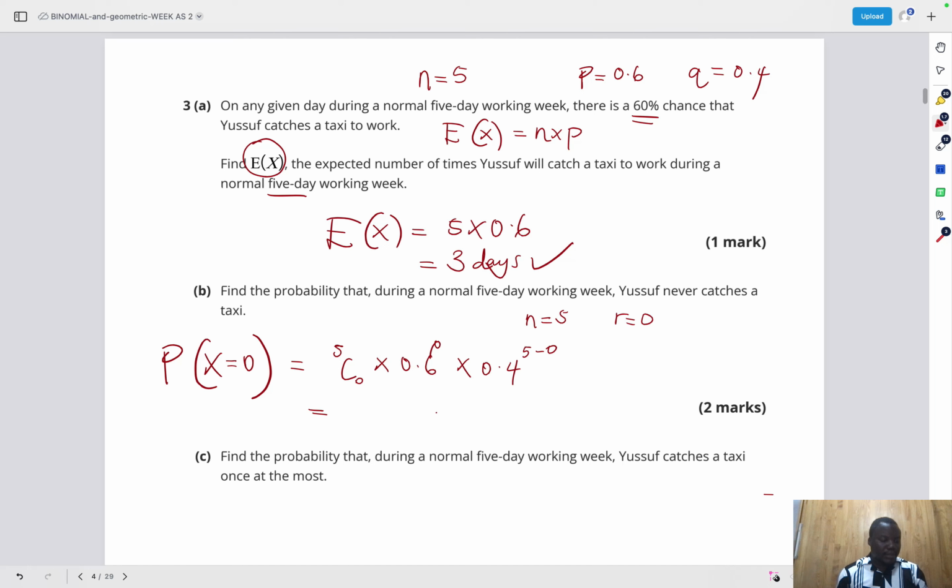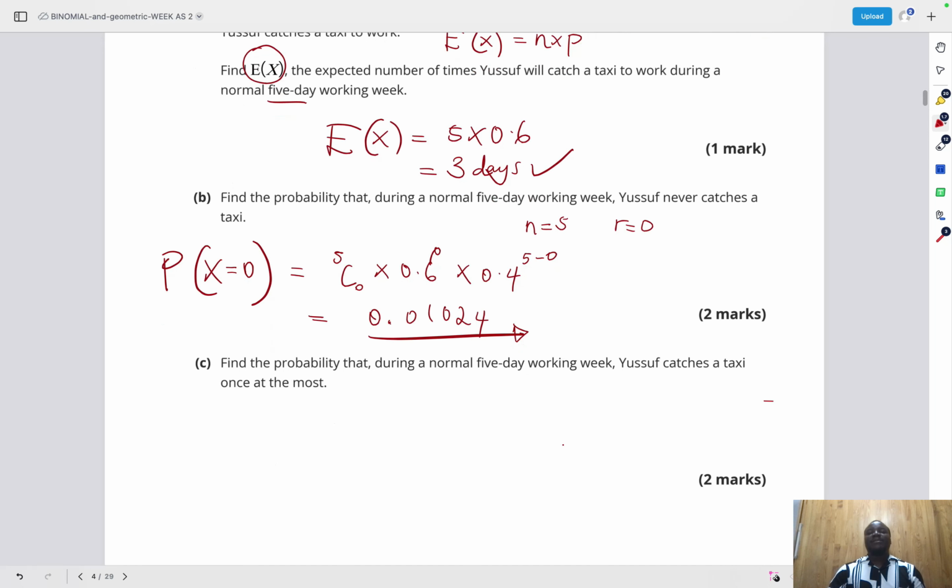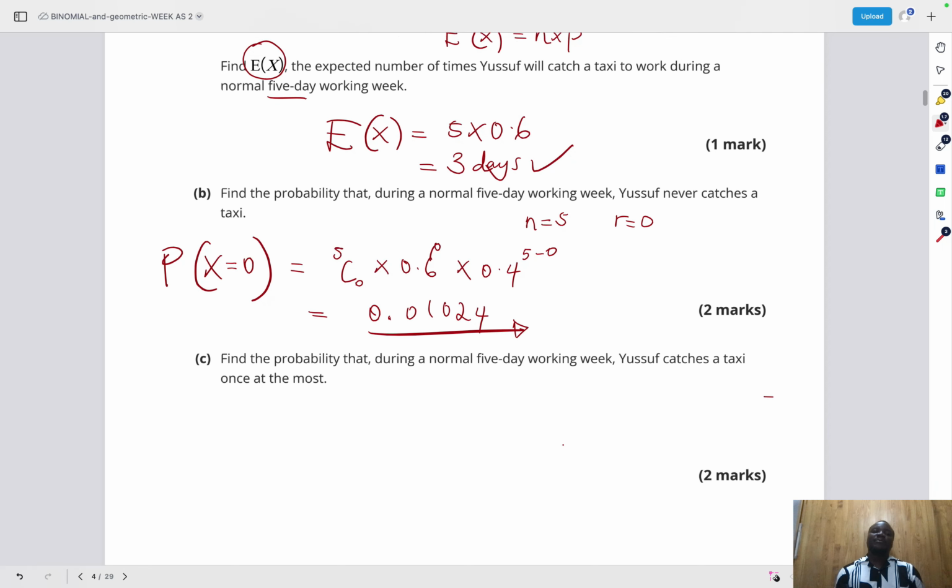If we do our math here, we just put on our calculator 5, shift, choose 0, times 0.6 to the power of 0, times 0.4 to the power of 5. What we get here is 0.01024. So this is the probability that Yusuf never catches a taxi. So again, it's just direct application of the formulas that we have.